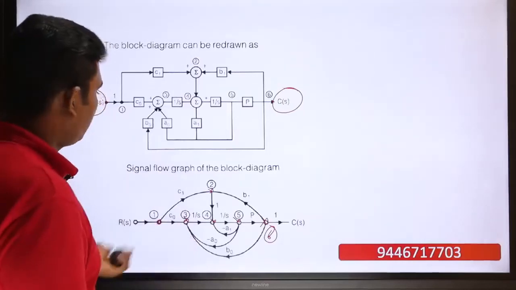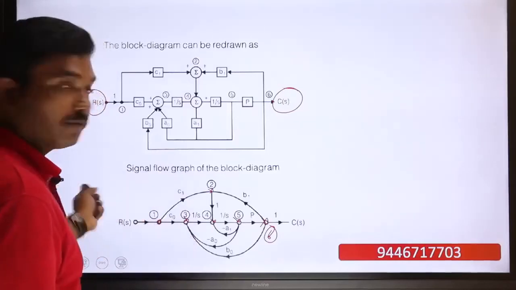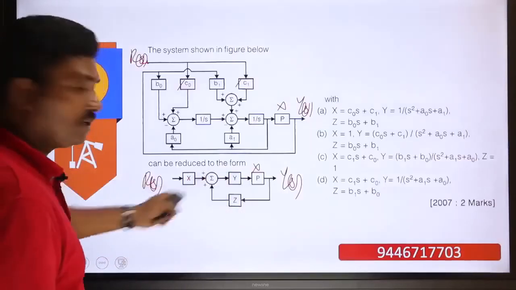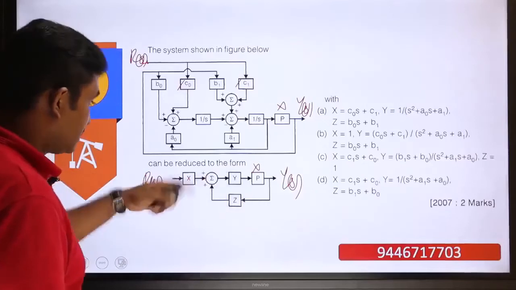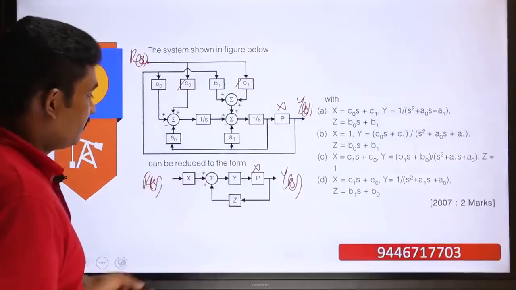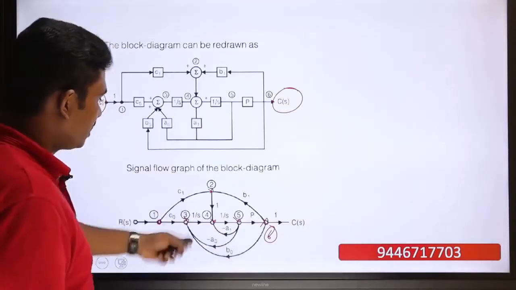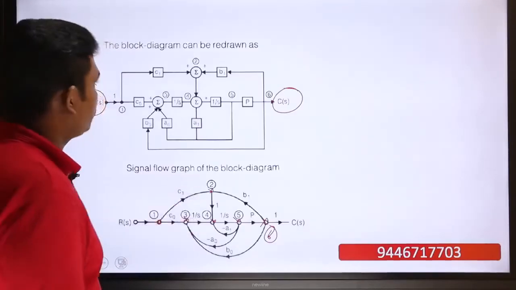Okay, and then we will have to compare this signal flow graph with the already given figure in this question. So here there is only one single feedback path, where the feedback path gain is actually Z. Okay, so we will have to convert this signal flow graph into that format.